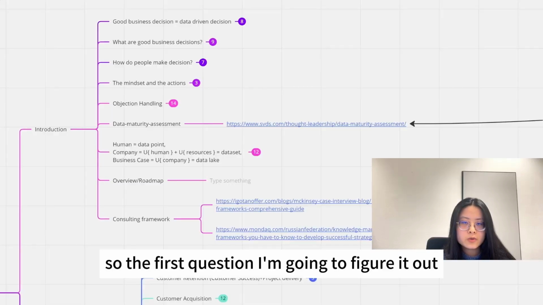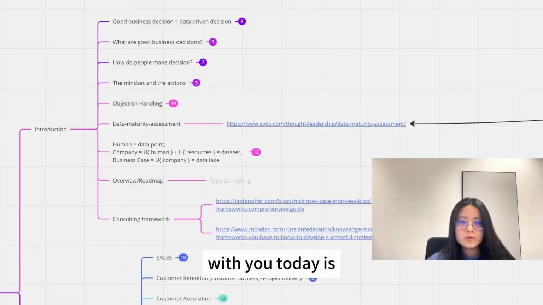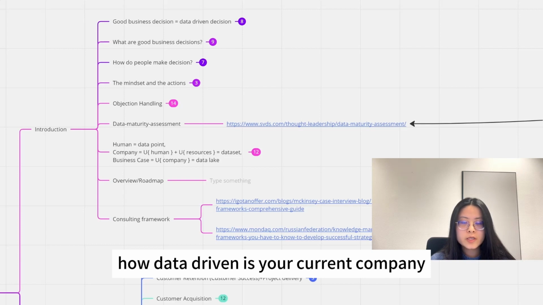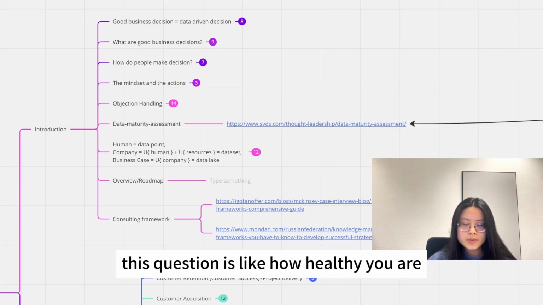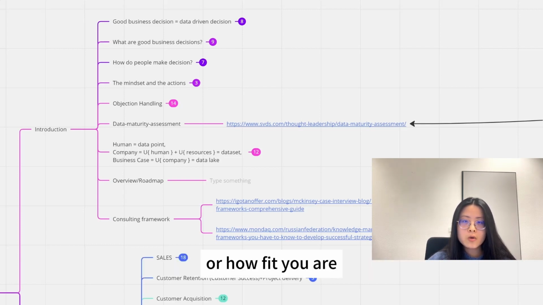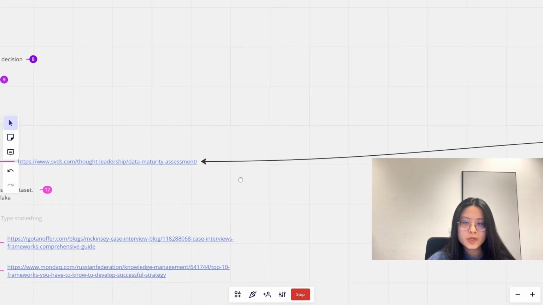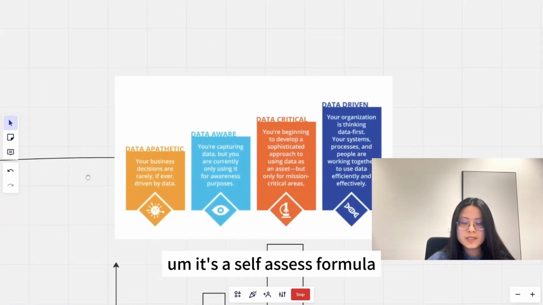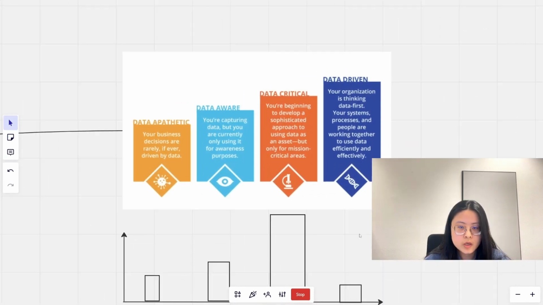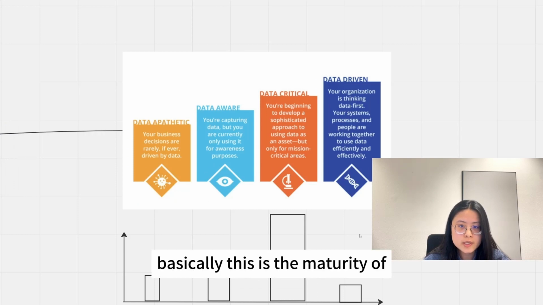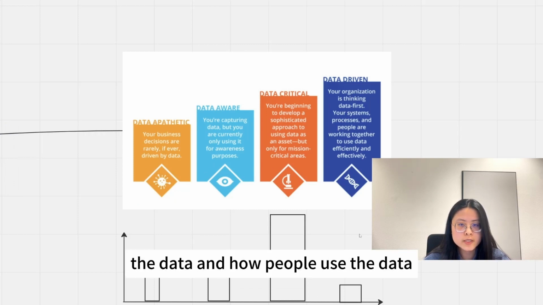So the first question I'm going to figure out with you today is how data-driven is your current company? This question is like how healthy you are or how fit you are. It's hard to quantify. So I found a good resource. The link is here. It's a self-assess formula. So there are 4 stages of how data-driven a company is. Basically, this is the maturity of the data and how people use the data.